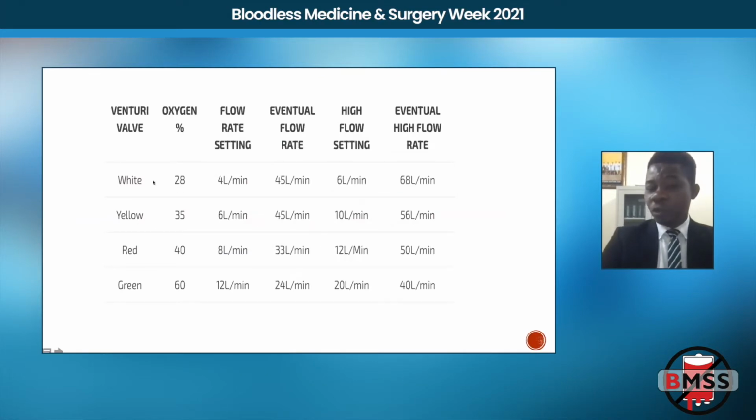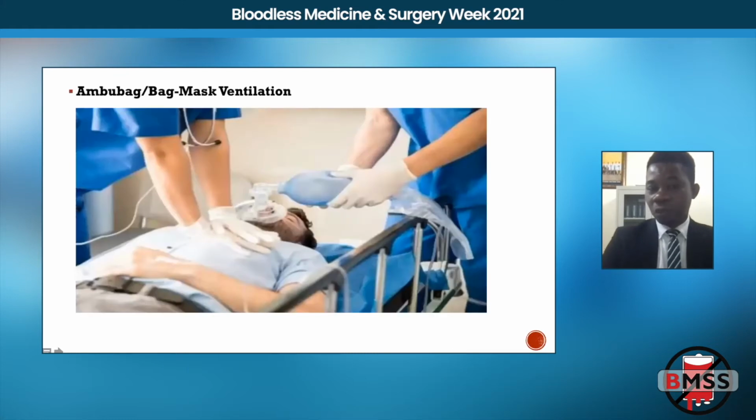So when we're using the one that is white color coded, it will deliver 28%. If we set it at 4 liters per minute of oxygen using our oxygen regulator, it tends to entrain air, and the eventual flow rate becomes 45 liters per minute in order to give you this 28%. If we are going by 6 liters per minute, it goes up higher. If we want to deliver 60%, if we set at 12 liters per minute, it eventually gives us 24 liters per minute. So that's how the venturi mask works.